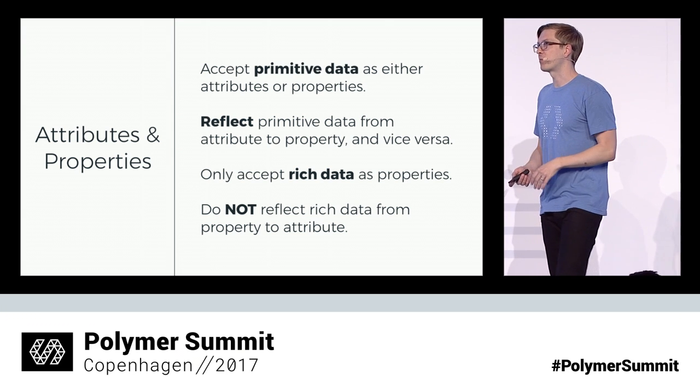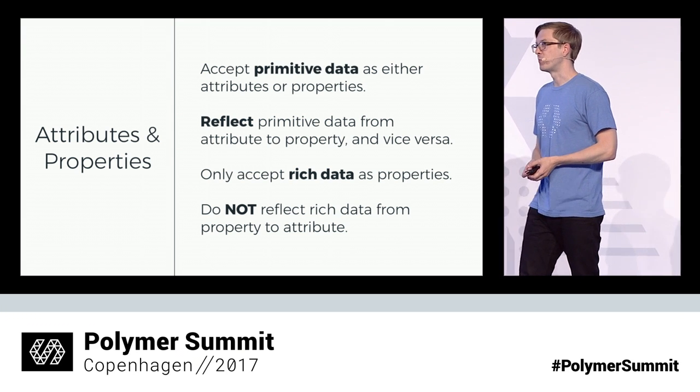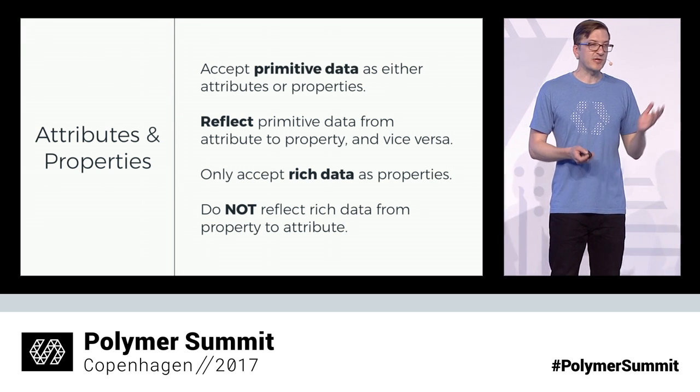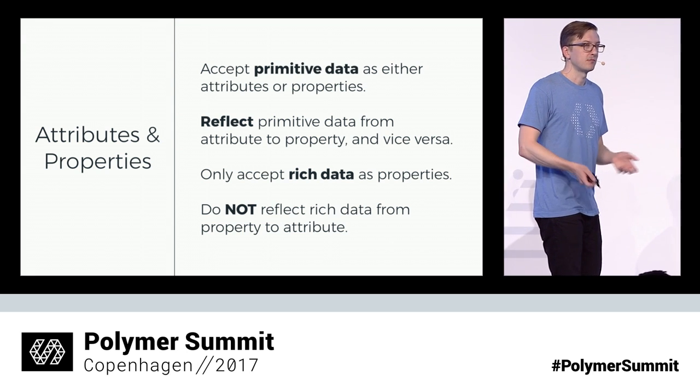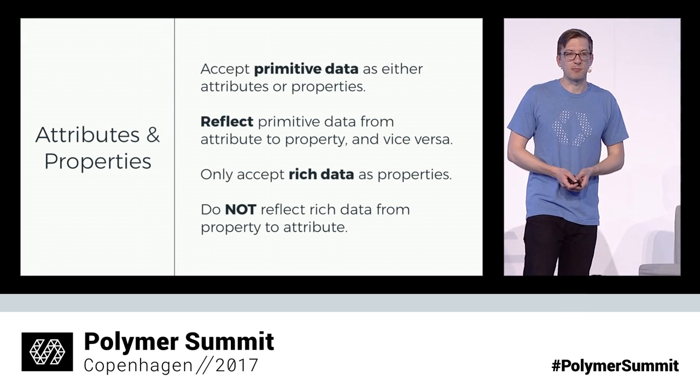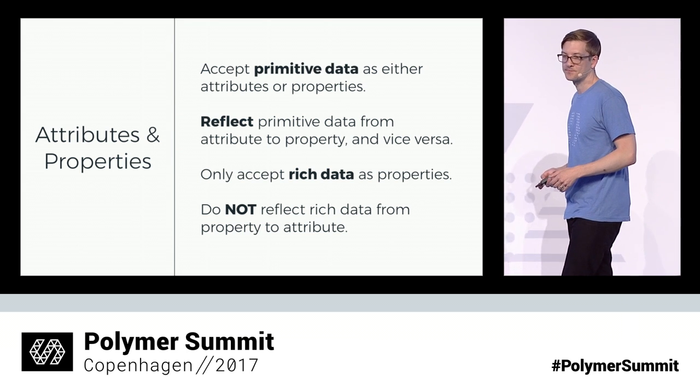All right, so for attributes and properties, quick recap: for primitive data, you want it as either attribute or property. You ideally want both, and you want them to reflect. And then for rich data, objects and arrays, I think an element should really just accept those as properties. And that'll make your life a lot simpler.